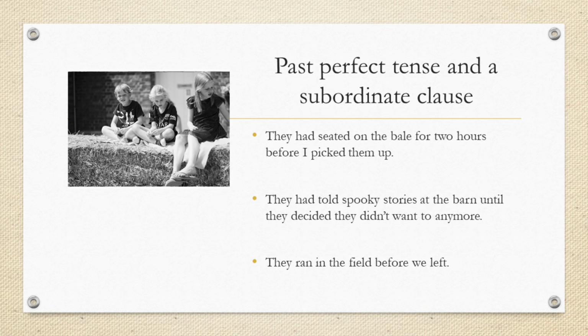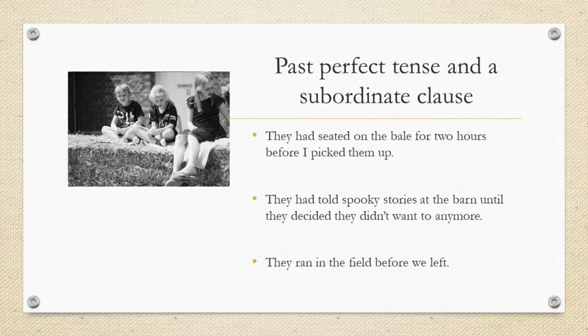Second example, they had told spooky stories at the barn until they decided they didn't want to anymore. And this is also something that happened in the past. So I'm talking about something that happened before and another action that happened even before that. For example, they decided that they didn't want to tell spooky stories yesterday, and they had begun telling spooky stories maybe 2 days before yesterday. So that's the difference, all right?